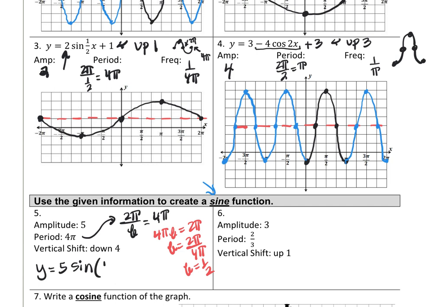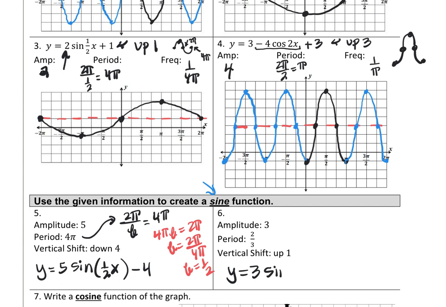Okay, so then I'm going to go back over here. I know we have 1/2, and I can put theta, or I can put x. It doesn't matter, your choice. And then the vertical shift down just means -4. So not terrible.